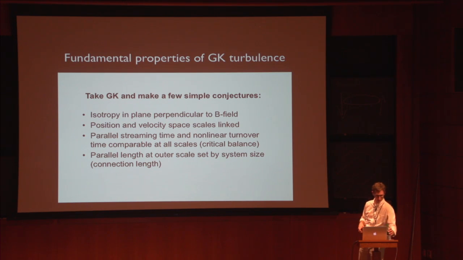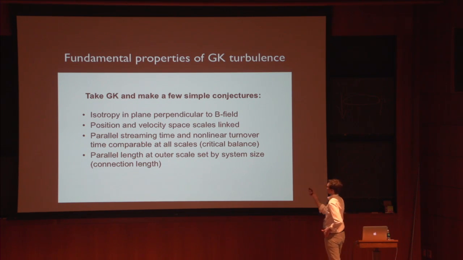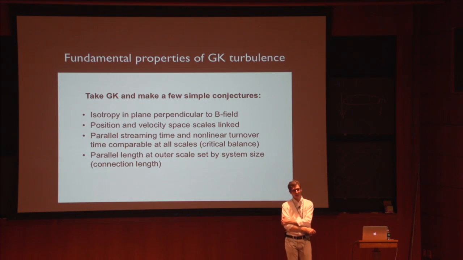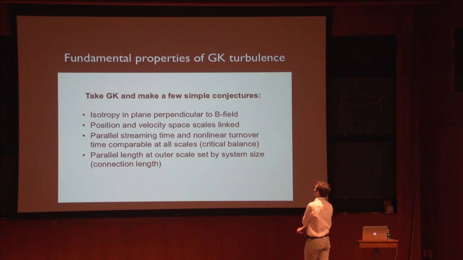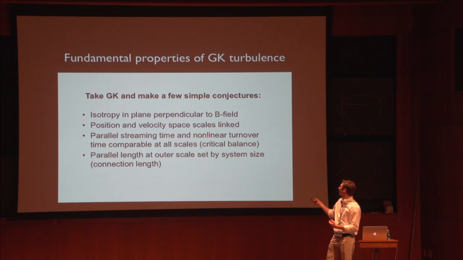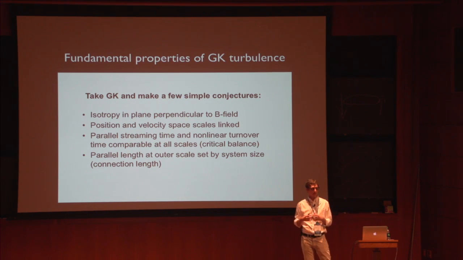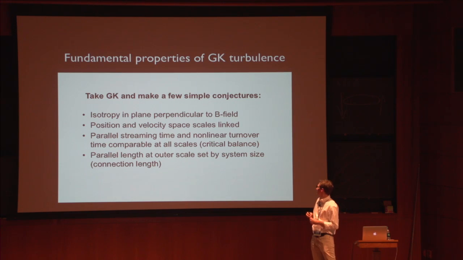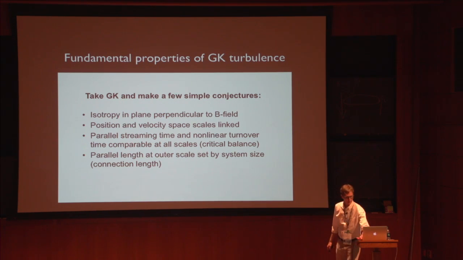In neutral fluid turbulence, if you want to get some kind of scalings, you assume that the turbulence is isotropic. So I'm going to assume it's isotropic, but only in the plane perpendicular to the magnetic field, because we know the magnetic field is going to introduce some anisotropy into the system. We're going to assume that the position and velocity space scales are linked via this nonlinear phase mixing mechanism that I discussed earlier. We're also going to assume something we got from the astrophysical community called critical balance, which was developed for MHD turbulence. This says that the parallel streaming time and the nonlinear turnover time are comparable at all scales. I talked about this later, so I'll leave it for now. And furthermore, we're going to assume that the parallel length scale is set by the system size, which in a tokamak is the connection length, but I don't think I'll go into that.